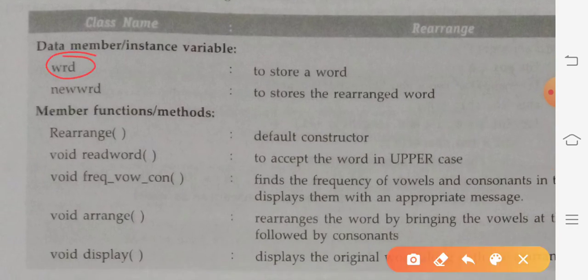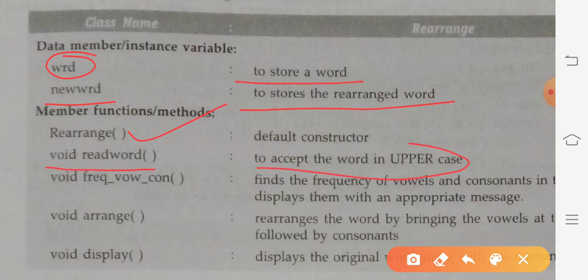First, WRD to store a word, NEWWRD to store the rearranged word. Then we have a default constructor in which you will initialize both strings to null. Then the method readword to accept the word in uppercase. If it is not in uppercase, you will print a message, enter the word in uppercase. But suppose the user has not input the word in uppercase, so you have to apply a condition for it, word.toUpperCase.